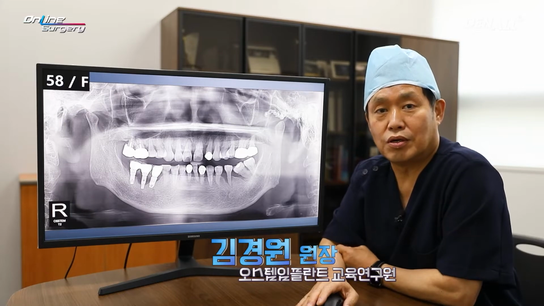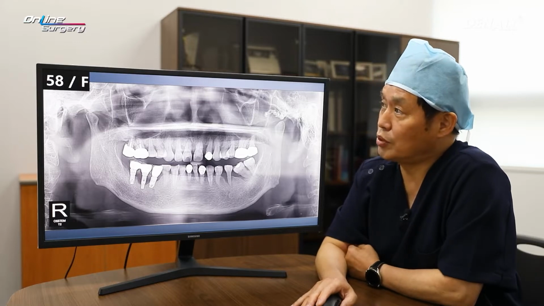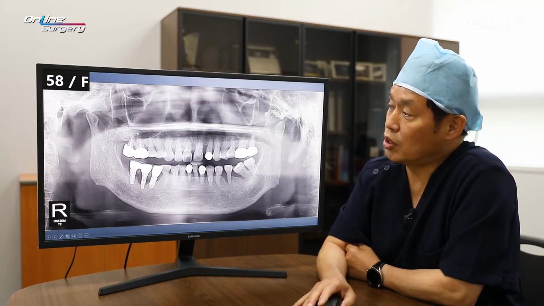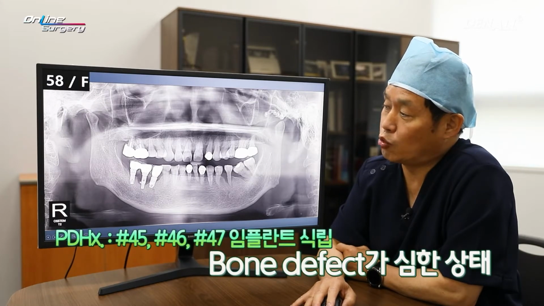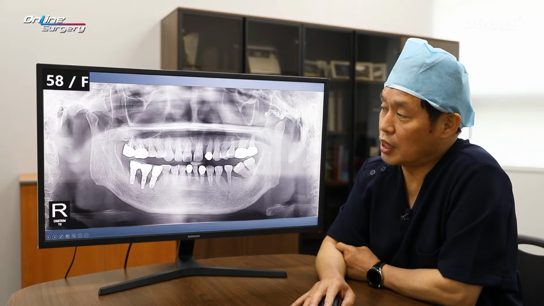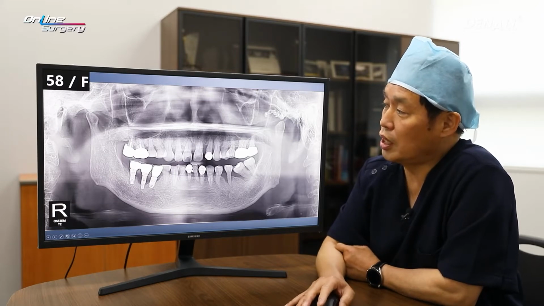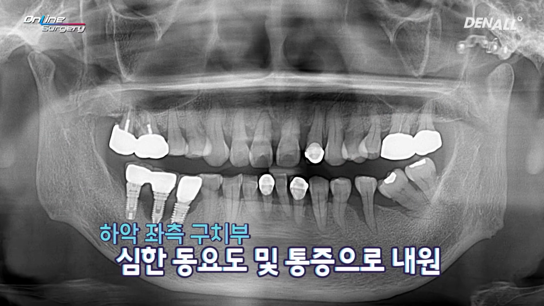Today, let's look at the surgical video and discuss it. First, let's look at the panoramic image. 58-year-old female patient. Lower right, posterior area, implants are placed, but the one in the middle has a lot of bone resorption and it doesn't look very good. However, the patient is saying that she's not facing any major discomfort and her chief complaint is lower left posterior area. There's a lot of mobility and pain and she wanted to solve this.